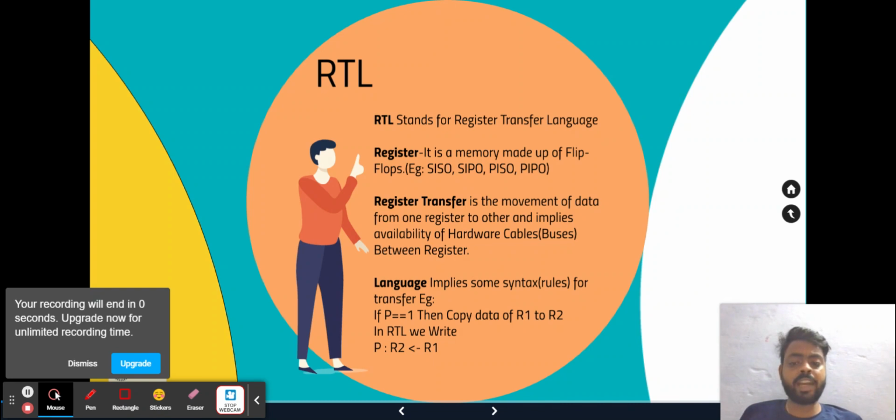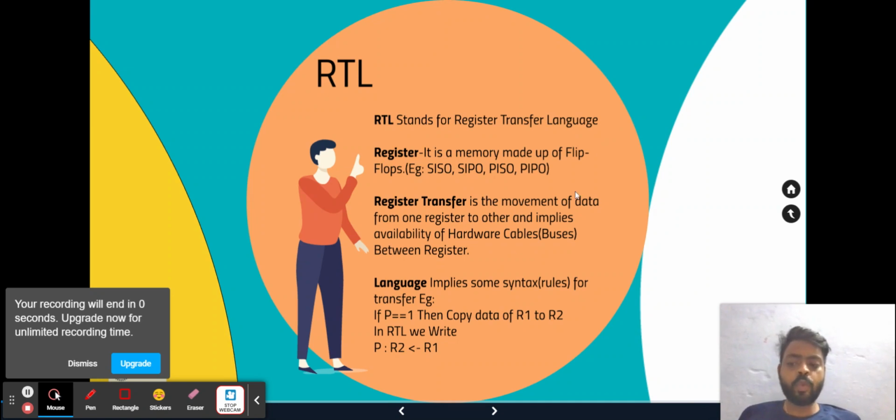So in RTL, we will write p colon r2 arrow r1. Here we are copying the data of r1 to r2, and the colon means there is a condition which we place before the colon, that is p. So if p is 1, only then will r1's data be copied to r2. Here p is known as the control signal, and r1 to r2, that movement of data, is known as register transfer.